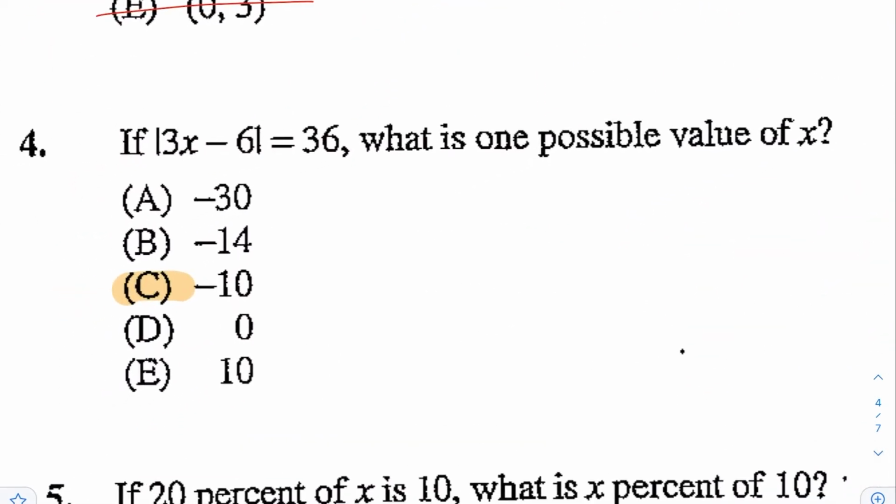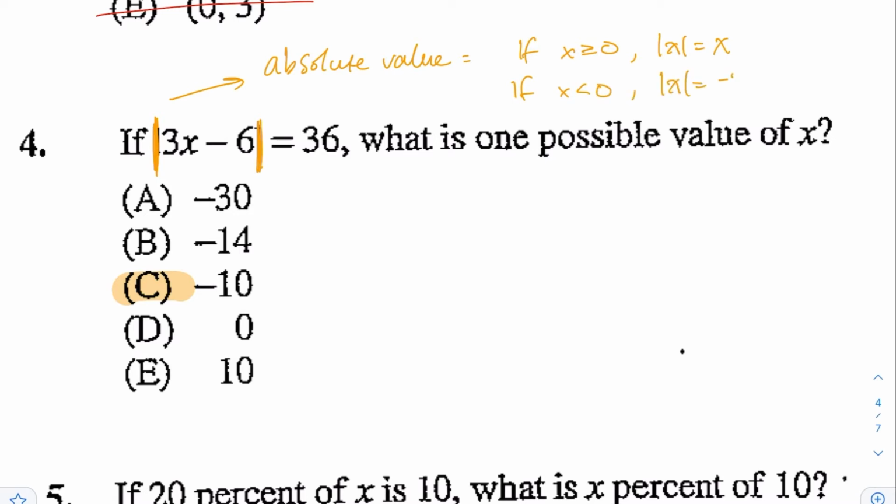Next for number 4, if the absolute value of 3x minus 6 is equal to 36, what's one possible value for x? So here, again, you see absolute value. And for absolute value, if the stuff inside is positive or 0, then the absolute value of x, which is equal to x, it goes away. But if x is less than 0, then the absolute value of x would be the negative of x. So when you negate a negative number, it turns positive.